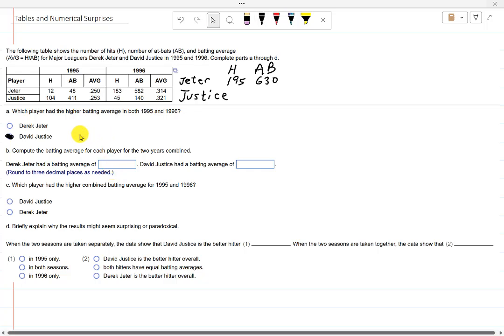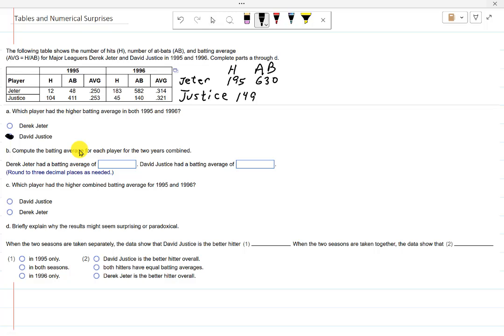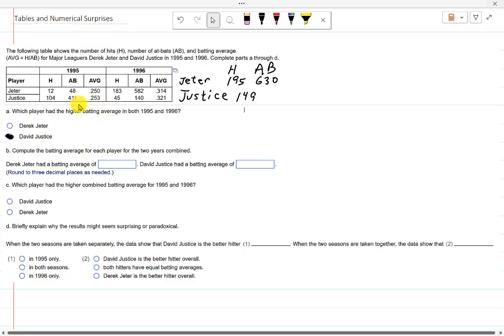Now let's move over to David Justice. His total number of hits were 104 plus 45, so that's 149. And his at-bats were 411 plus 140. So that's 551.